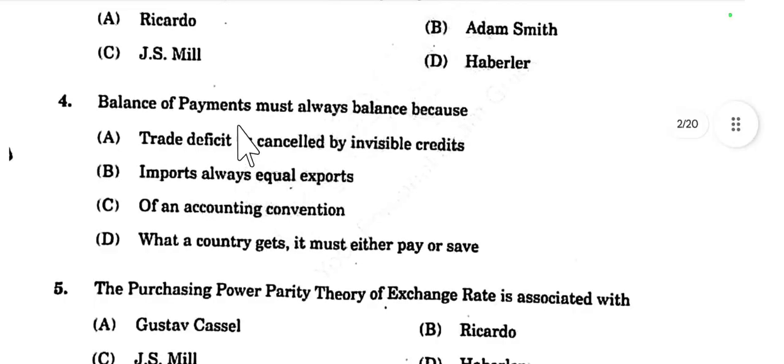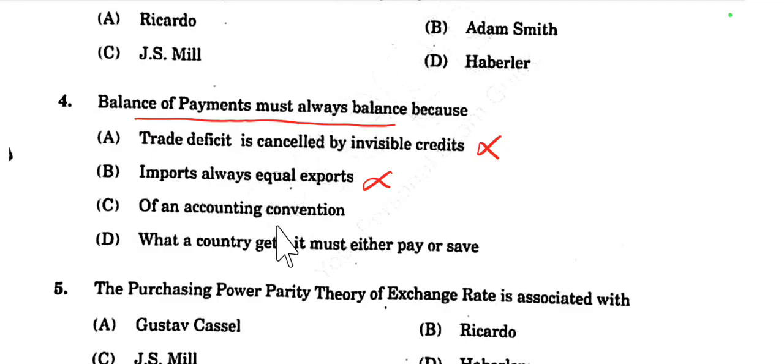Then come to question number 4. Balance of payments must always balance because trade deficit is cancelled by invisible credits, imports always equal exports, of an accounting convention, or what a country gets it must either pay or save. We know balance of payment is always balanced. First reason is trade deficit is cancelled by invisible credit. No, this is incorrect. Then imports always equal to exports. No, this is not always true. Either imports are greater than exports or less than exports.